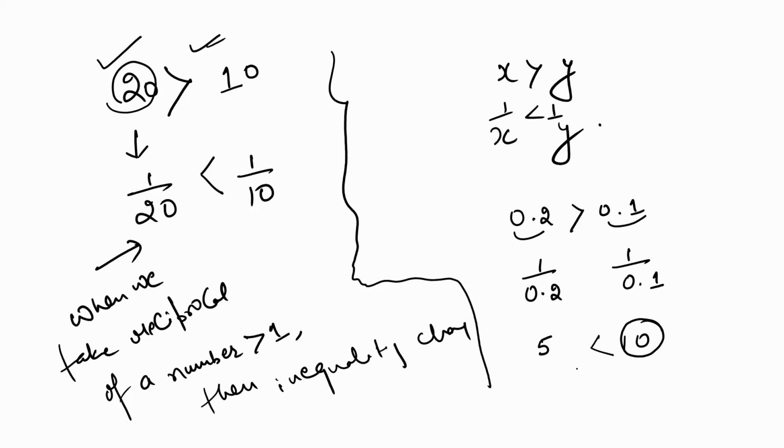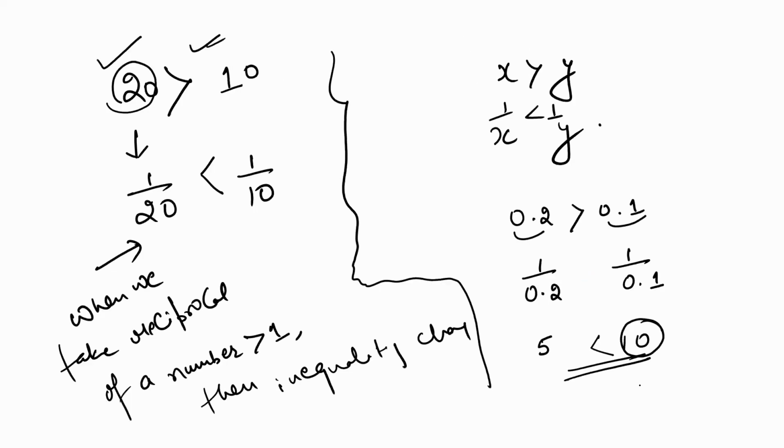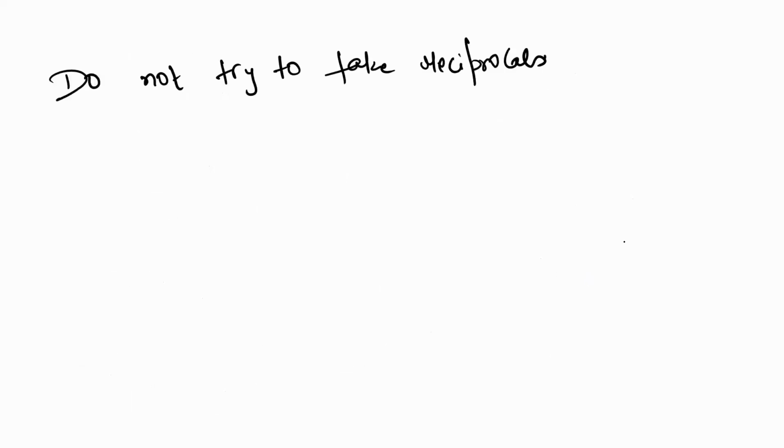So what we always try to do, when we are going to solve an inequality problem, is not to take the reciprocal. Why? Because we always need to take care of the sign. In the question you will always be given the problem in the form of x, and x is a variable. You know what a variable is?